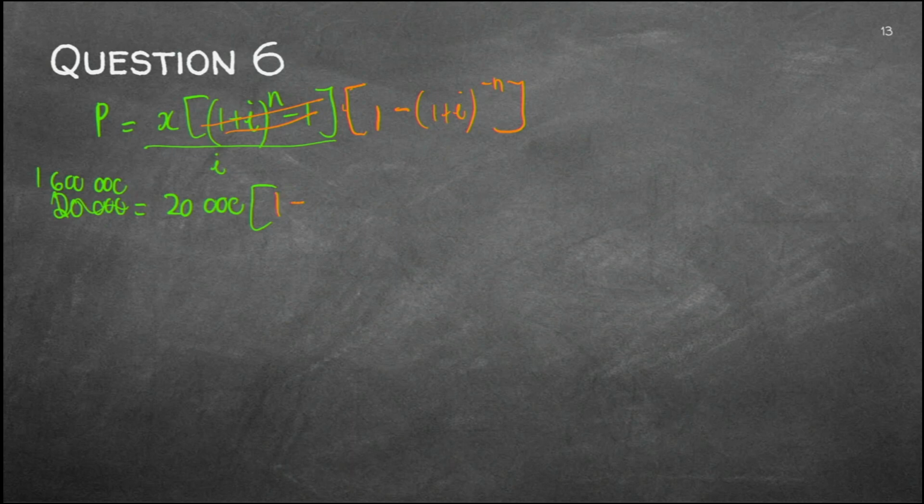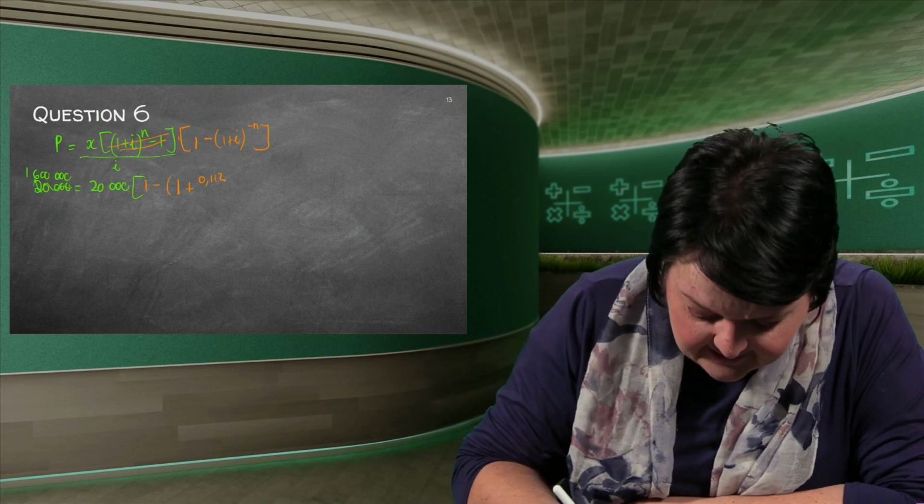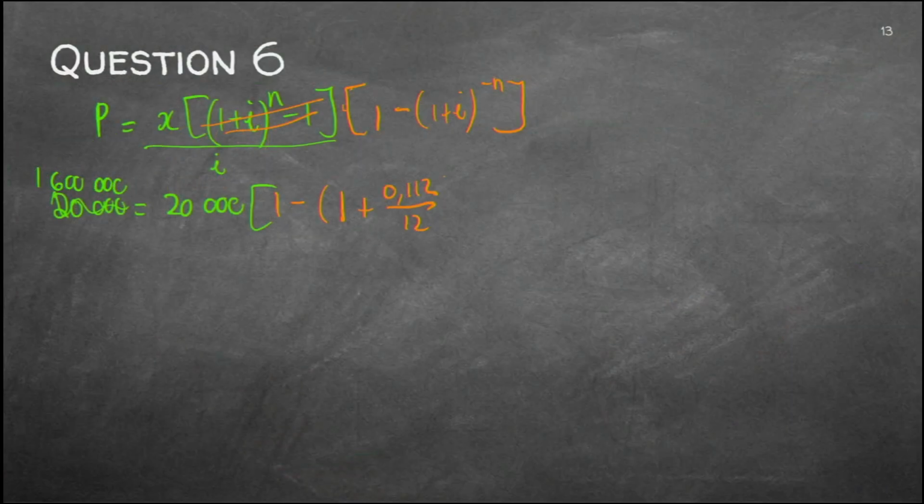Always keep the formula sheet close by, as it can make a huge difference. Right, so it's 1 minus 1 plus 0,112, so it's already the 11,2 divided by 100, over 12, to the power of negative n, as we need to solve it, over the 0,112 over 12. Now we need to simplify in a way to get the n exponent on its own. So let's quickly start and see how far we can take it.